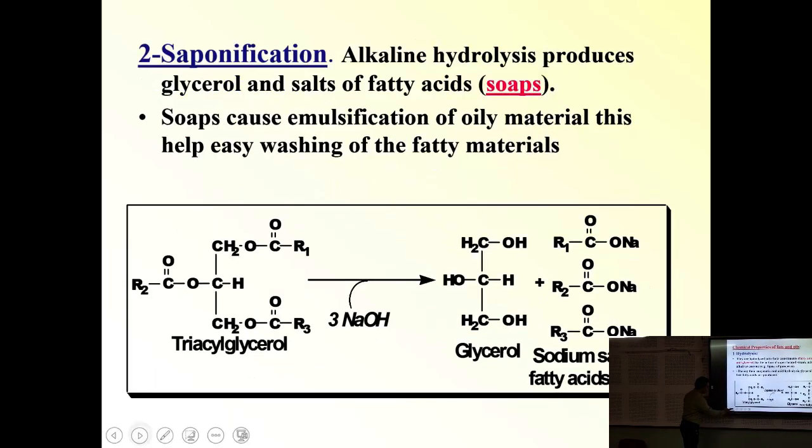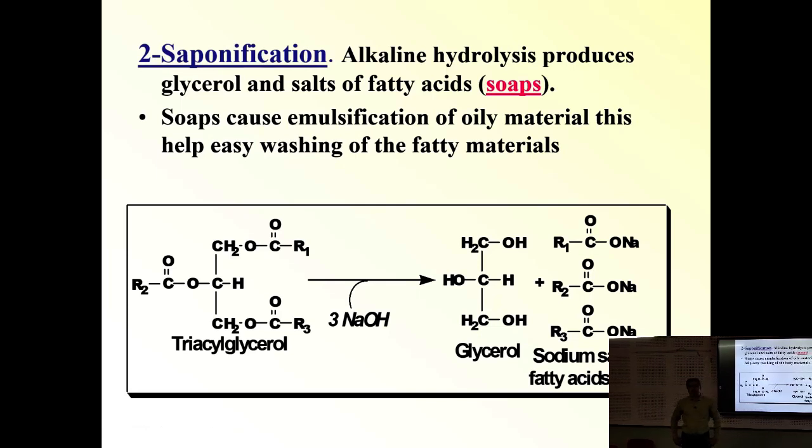Okay, first property. Now another property, saponification. Mostly you will find soap; this soap is made through this process, saponification. Now how will you understand this saponification? What is the definition of that? The milligrams of KOH or NaOH required to saponify 1 gram of fat or oil is called the saponification number or saponification value.